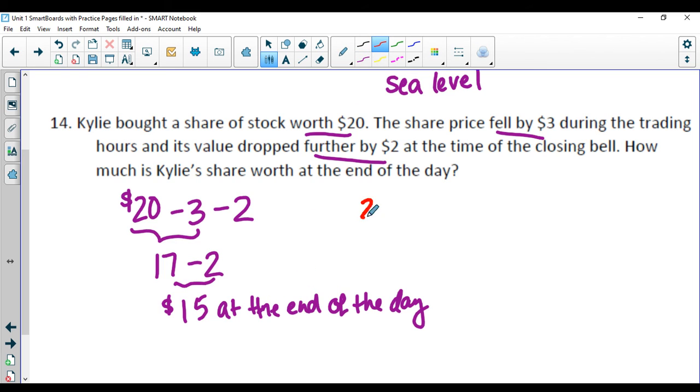Just for your purposes here, if we were to follow our subtraction rules, I would change this to add a negative and I would still get 17. And then I would change this to add a negative and I would still get 15. So even if you want to follow those subtraction rules, you're welcome to do that here. But because our numbers were all positives and they were numbers that we could actually subtract without having any negative issues, we can go ahead and just do 20 minus 3.